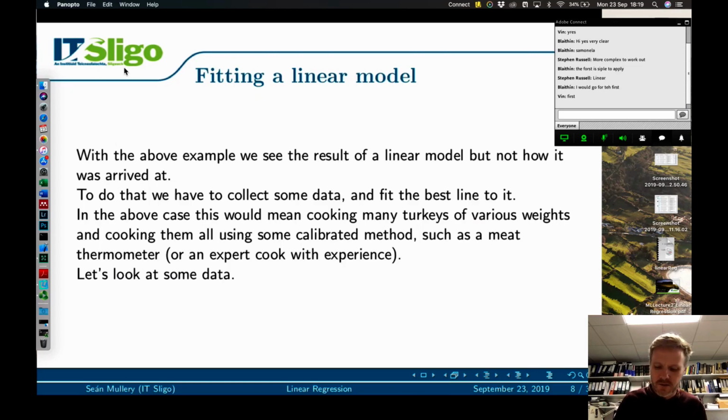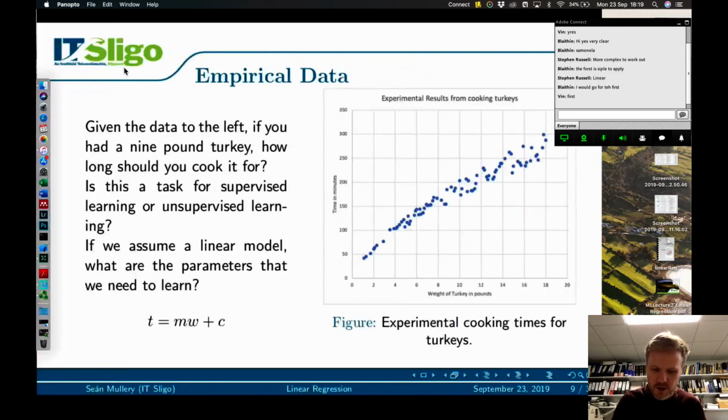Okay, now let's look at some data, and I need to be straight up with you here. The data that I've shown here for experimental cooking times: firstly, I didn't go and cook a load of turkeys myself. Secondly, this is not real data. What I've done is I've faked this data simply to be able to show you an example of it. It does show you the sort of way that real data might be collected, how many points we might have, and therefore what you might want to do in order to make a model from it.